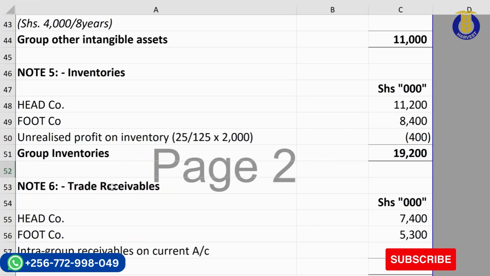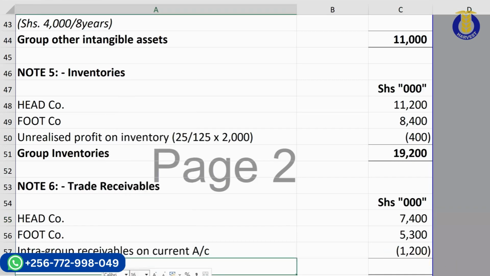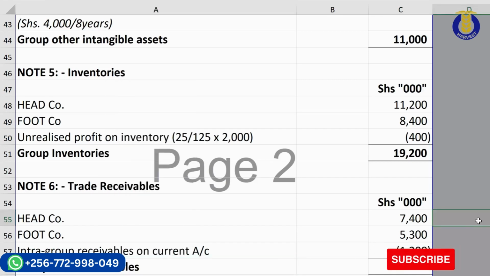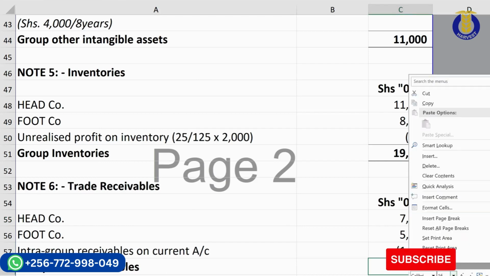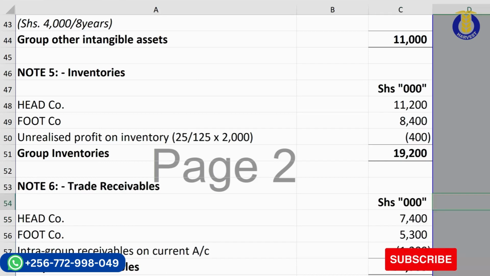Coming back to our computation schedule, we are going to bring the 1.2 and subtract it from the total of the receivables of the parent head company and the receivables of the subsidiary food company. We shall see that at the end of the day, the group trade receivables come to the tune of 11,500,000. You can pause this video and put down this working.